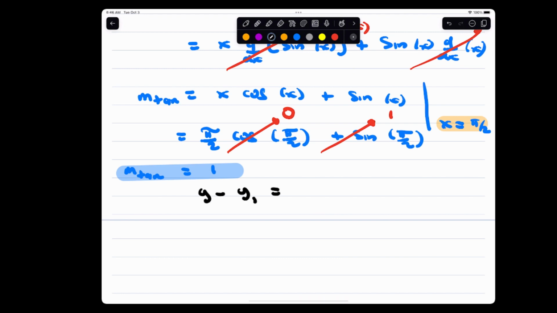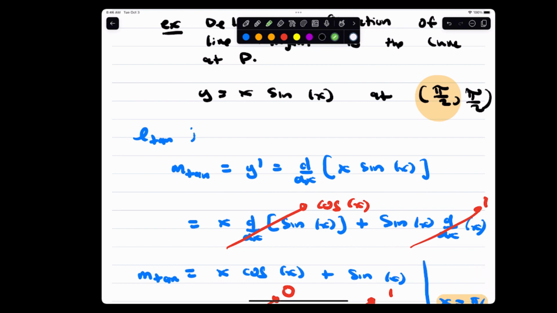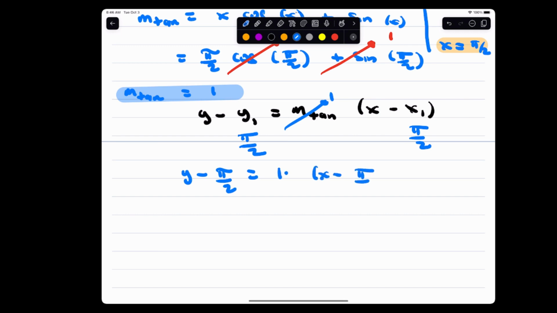y minus y1 is m tangent times x minus x1. So the thing about this is, your x1 and your y1 are the same in these examples, so sorry for making it so boring. Anyway, so put pi over 2 for both. And then that slope is 1, is that right? So you get y minus pi over 2 equals 1 times x minus pi over 2. So y minus pi over 2 is really going to be x minus pi over 2. And again, you get that boring equation, y is x.